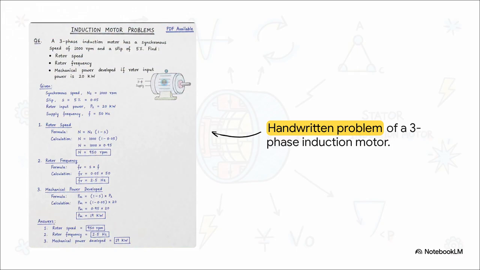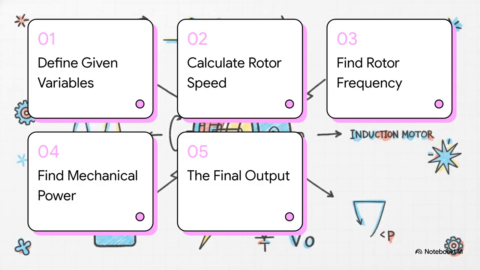Honestly, I want you to treat this thing like a locked box. It looks sealed tight right now, but embedded right there in the text are the exact keys we're going to need to pry it open. So, here's our game plan. First, we'll define our given variables. Second, we'll calculate the rotor speed. Third, we'll find that rotor frequency. Fourth, we'll determine the mechanical power developed. And finally, we'll wrap it all up with the final output.